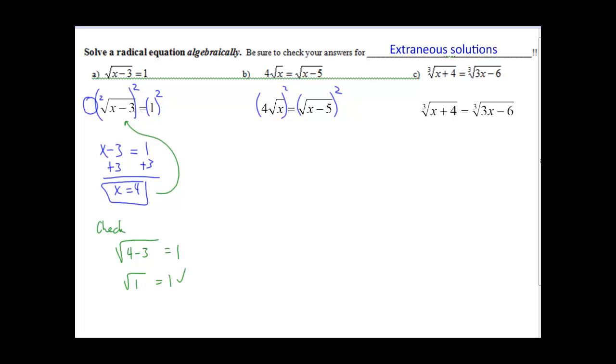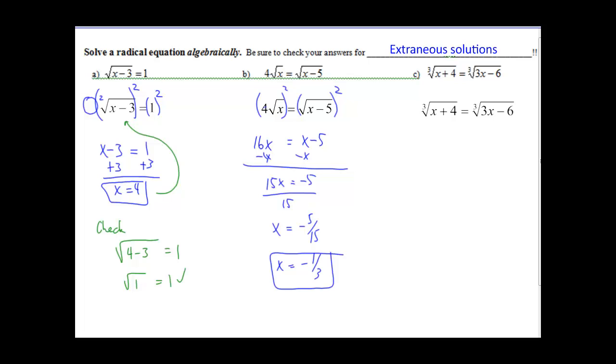By doing that, we're squaring the 4, which gives us 16, and then the x comes out, and x minus 5 comes out. Now we can solve for x. Subtract x, subtract x. We get 15x equals -5. Divide by 15, x equals -5/15. Please reduce. -1/3. Okay, we need to check.